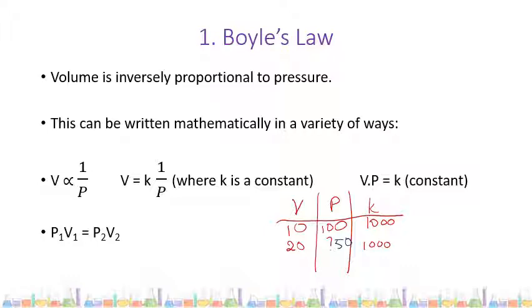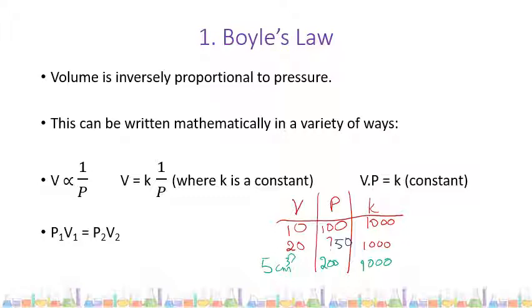Same way as it would work if I gave you a pressure of 200 and asked you to find the volume. The constant, again, when you multiply the two values together, is going to be 1000. So my value for volume must be 5 centimeters cubed this time.